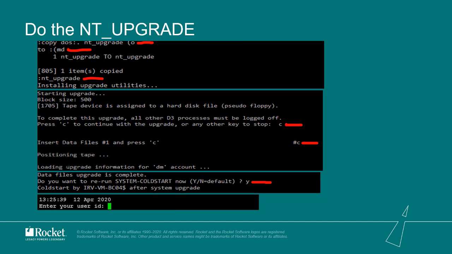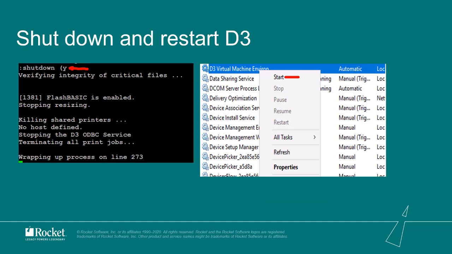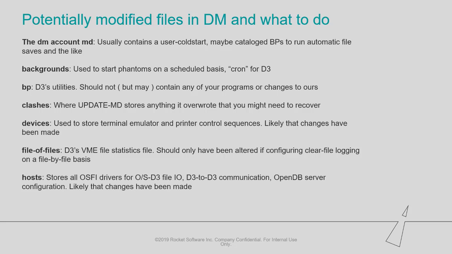When it's done, you'll be at a D3 logon prompt. So now you want to shut down and restart D3 for a sanity check. Log on to DM and do shutdown with the Y option. Start the D3 VME service in services. If you're using ODBC, start that service too.